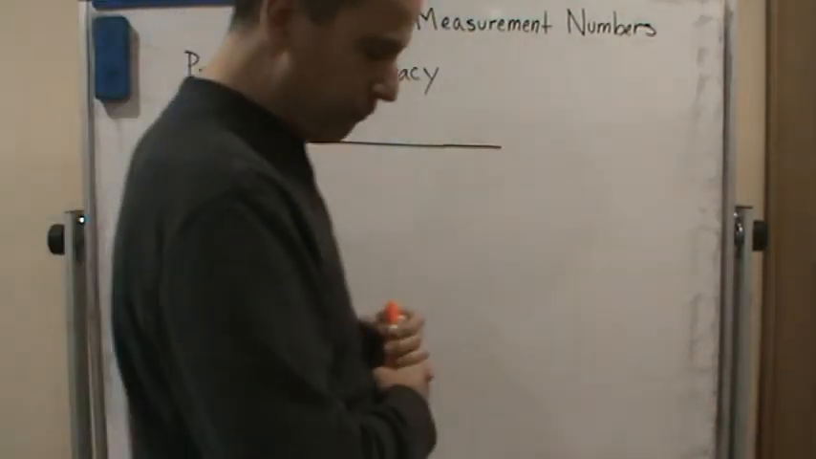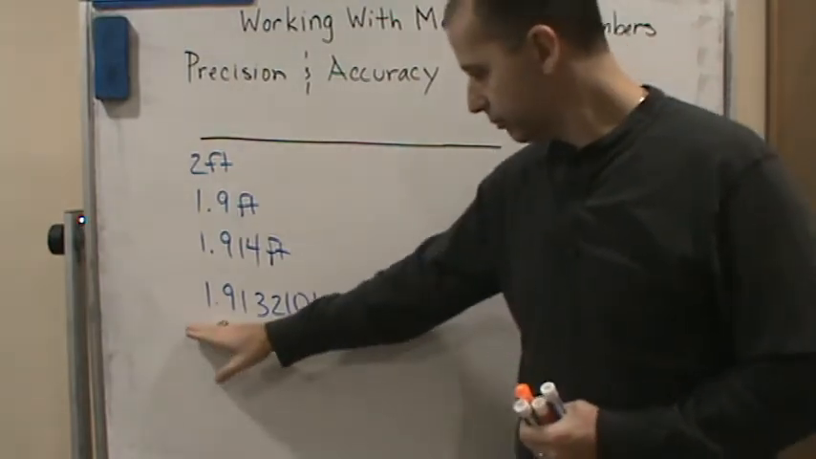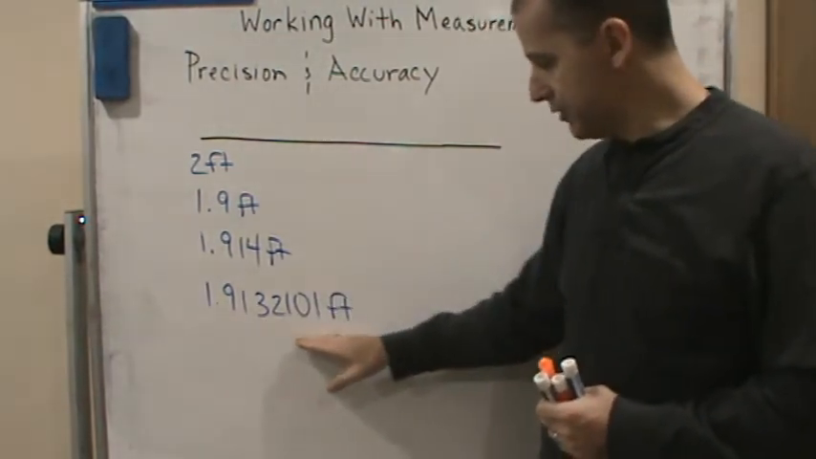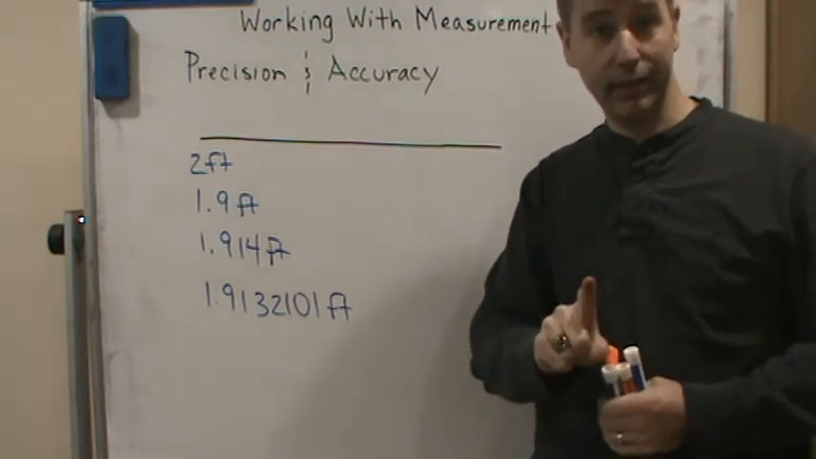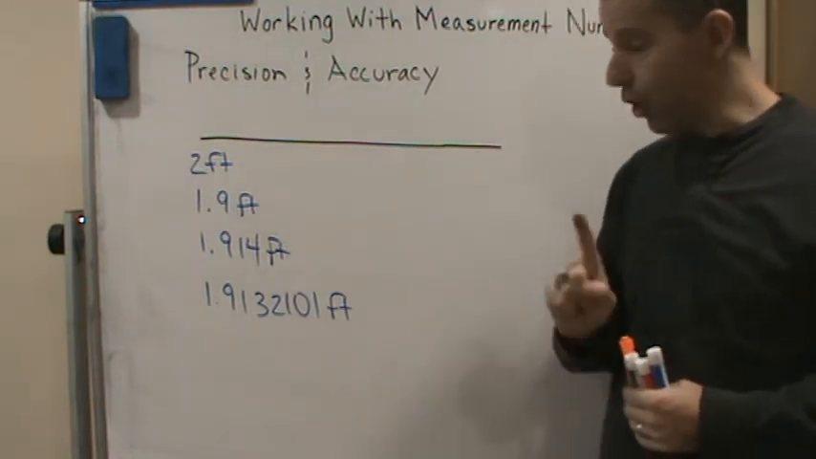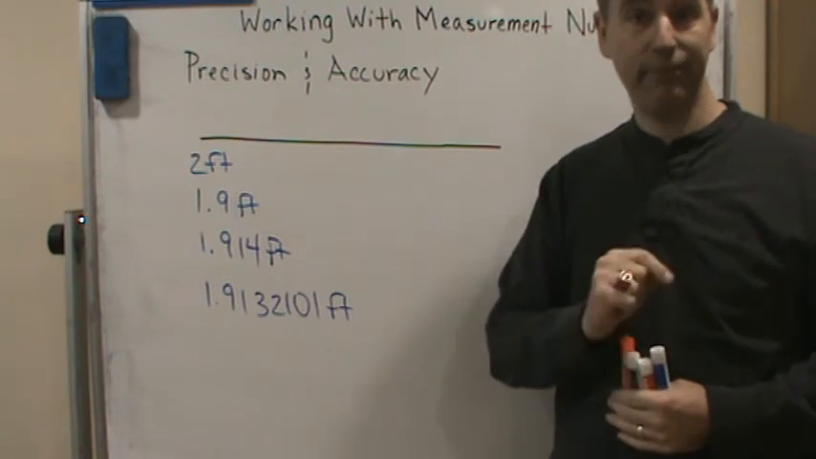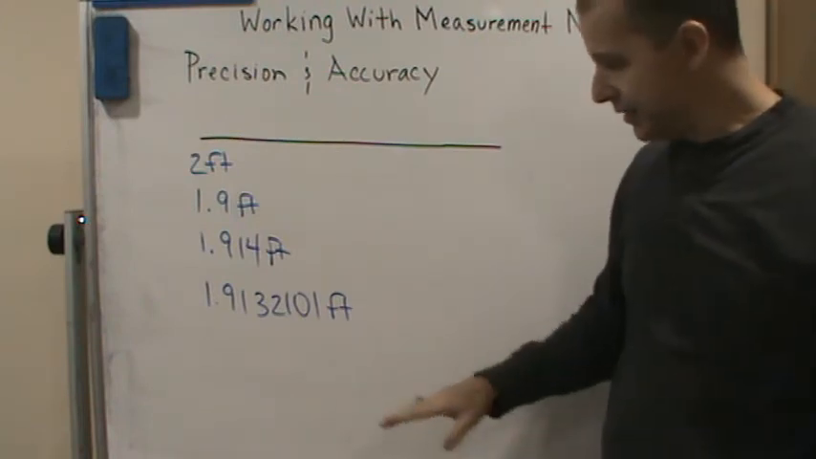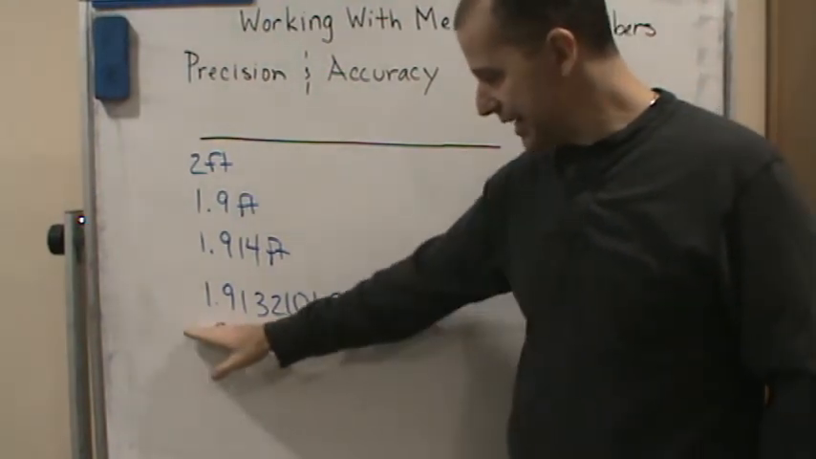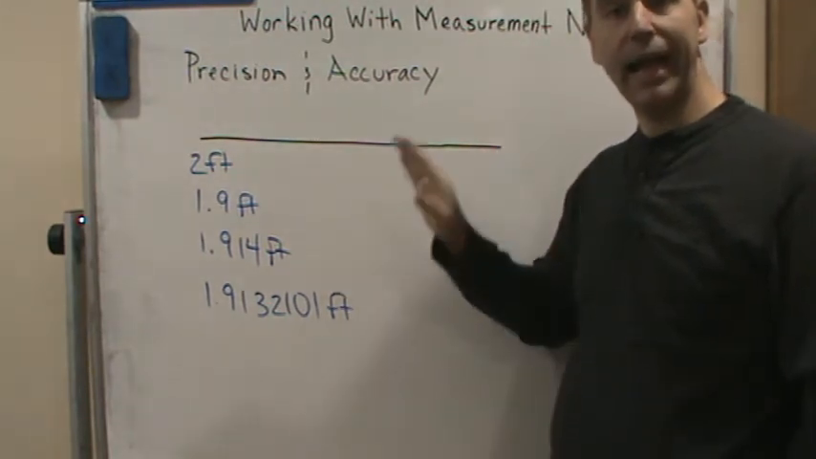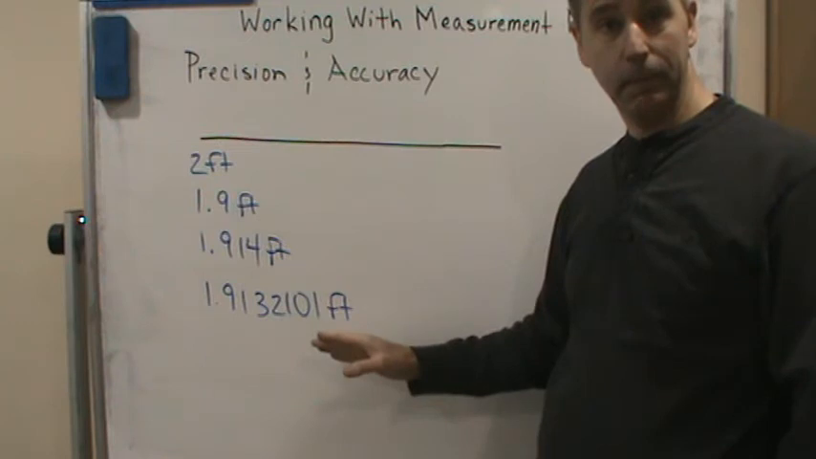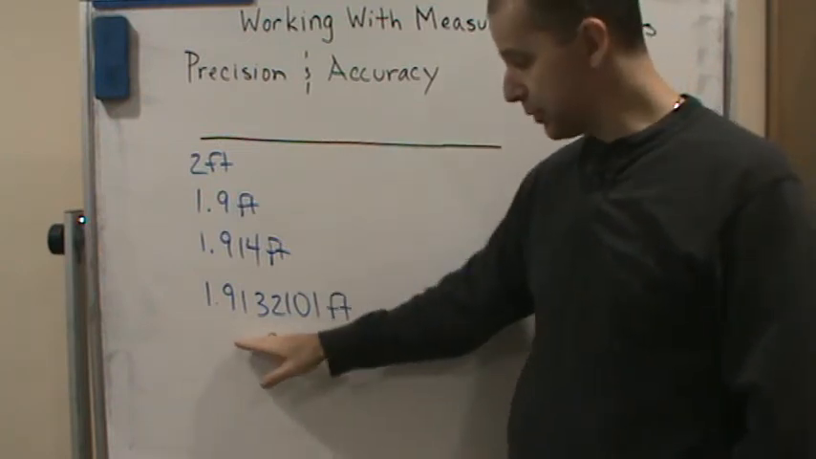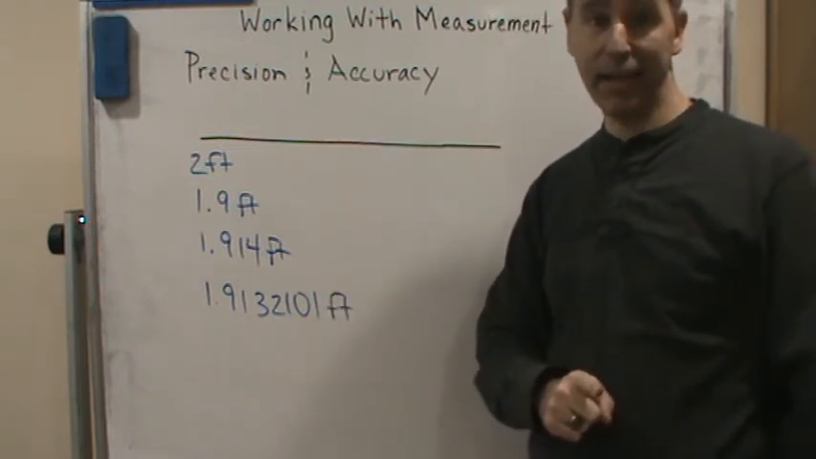What if I'm using my laser, but my laser is not calibrated correctly, and let's say my laser is off by 1/2 foot? That means no matter how precise my measurement is, I am off by 1/2 foot. Which means my measurement is precise, but it's not accurate.